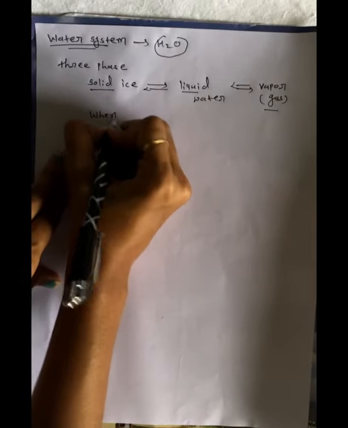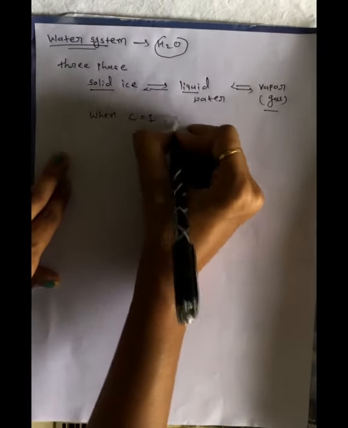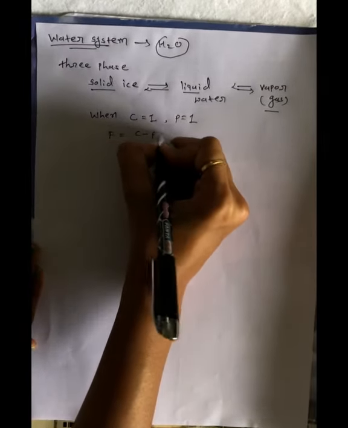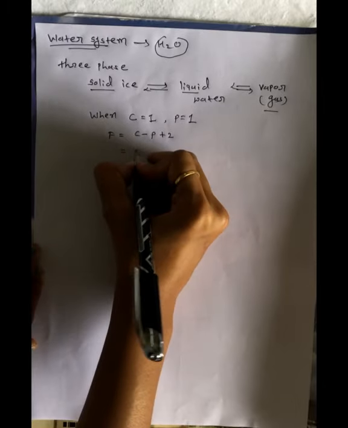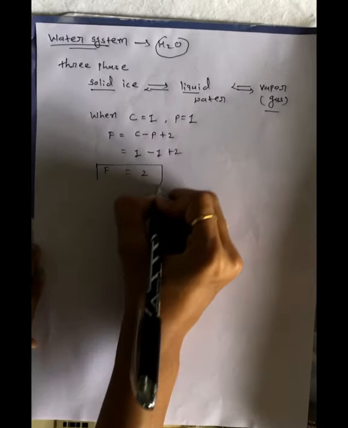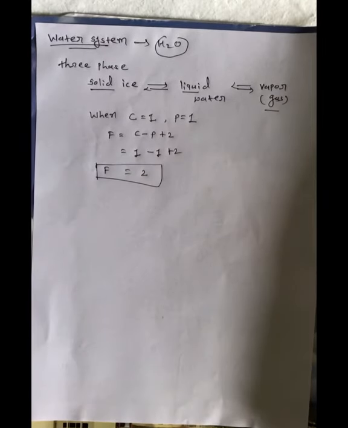A one component system requires a maximum of two variables to be fixed. How? When the component is 1 and the phase is also 1, F = C - P + 2, so 1 - 1 + 2, that means 2. That means the degree of freedom is 2, that is bivariant. Either you can change temperature or you can change pressure. So here two variables are to be fixed in order to define the system completely.